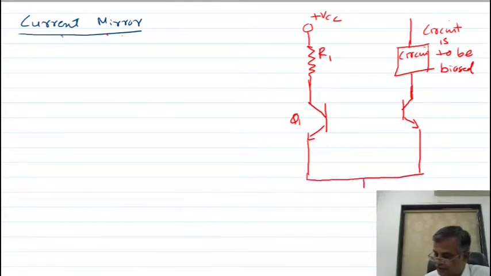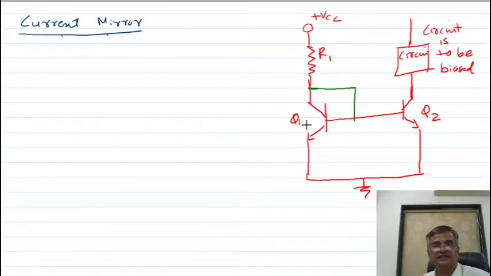Emitters of both transistors are joined. Bases of both transistors are also joined. This transistor I am writing as Q2. Collector of this transistor is joined to the base of the first transistor. So this transistor works as a diode. Remember that word.